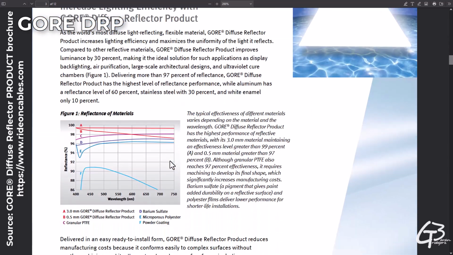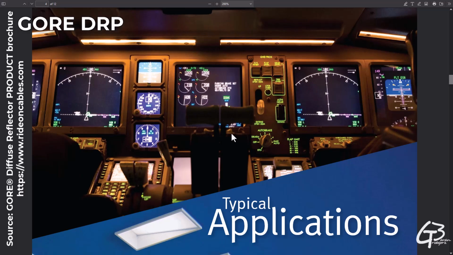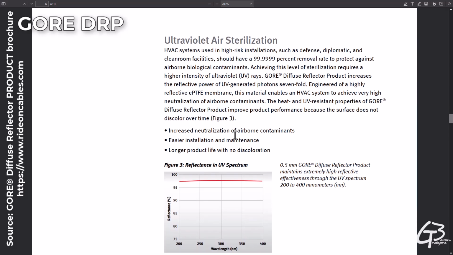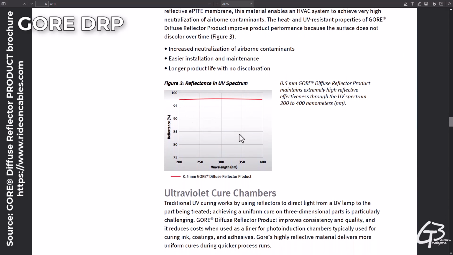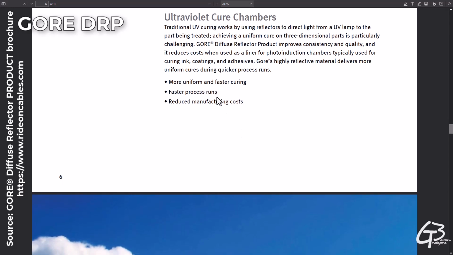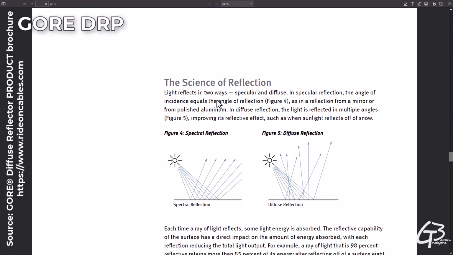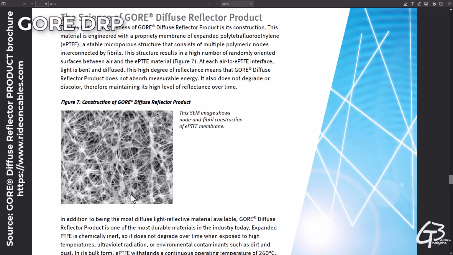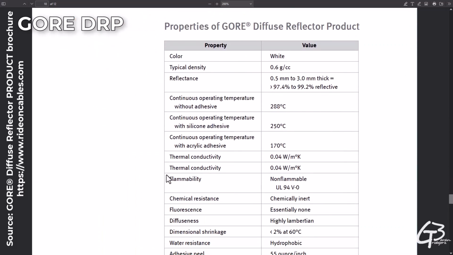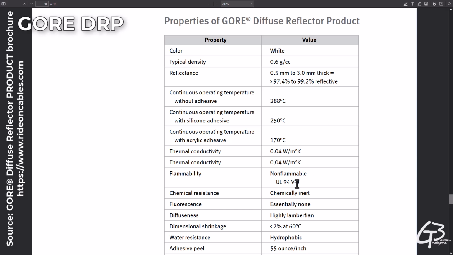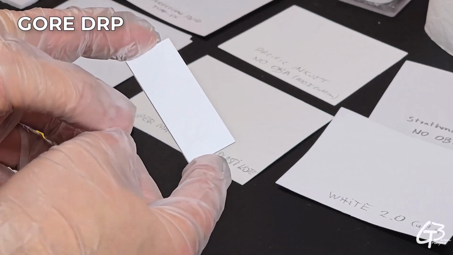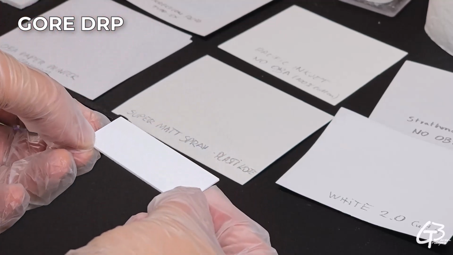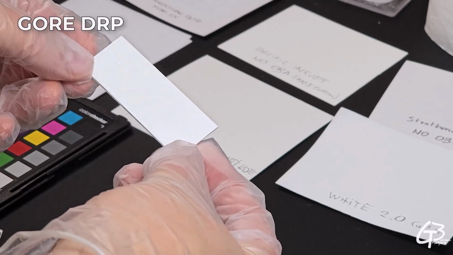This structure results in a high number of randomly oriented surfaces between air and the ePTFE material. At each air to ePTFE interface, light is bent and diffused. This high degree of reflectance means that Gore diffuse reflector does not absorb measurable energy. It also does not degrade or discolor, therefore maintaining its high level of reflectance over time. The sample I received is very delicate and dents very easily. It's oleophobic, which means that it can be touched with bare fingers and fingerprints shouldn't affect its performance. It feels more compacted and less volumetric than the Spectralon, which is the next sample.